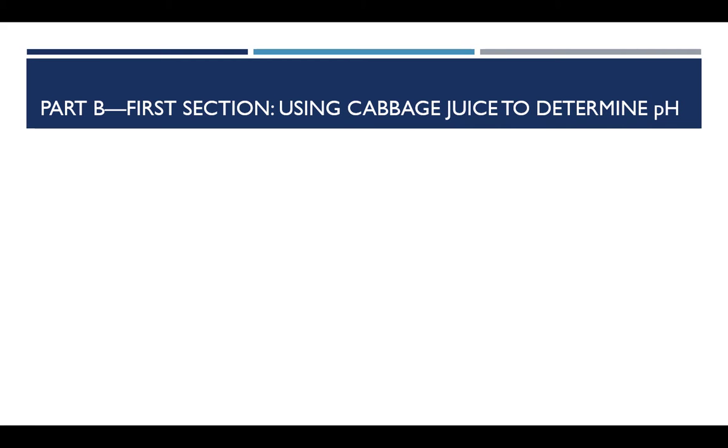In Part B of this experiment, I will be adding cabbage juice to many different solutions, some of them being household solutions, such as vinegar or ammonia, as well as to other mixtures, like some various soaps and shampoos, to determine their pH.